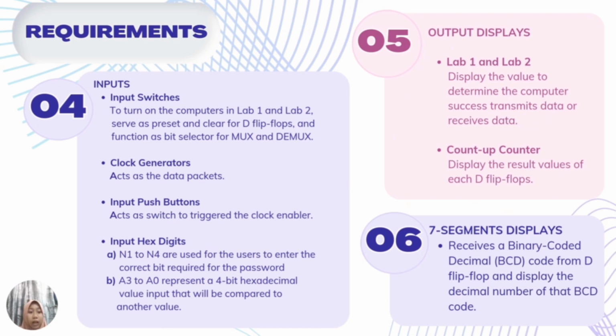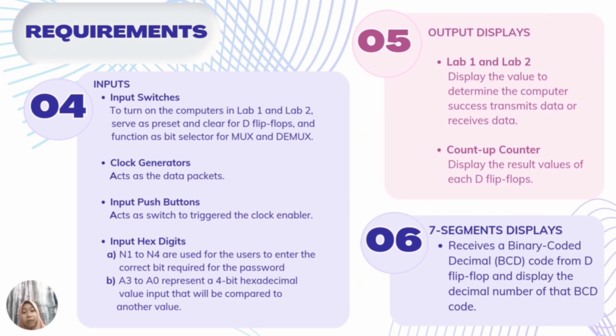For passwords, 1, 2, and 4 are used for the users to enter the correct bits required for the password. And for the comparator, A3 to A0 represent a 4-bit hexadecimal value input that will be compared to another value. Number 5 is output displays, which we use at Lab 1 and Lab 2. It displays the value to determine whether the computer successfully transmits or receives data. We also use a count-up counter to display the result values of each D flip-flop.